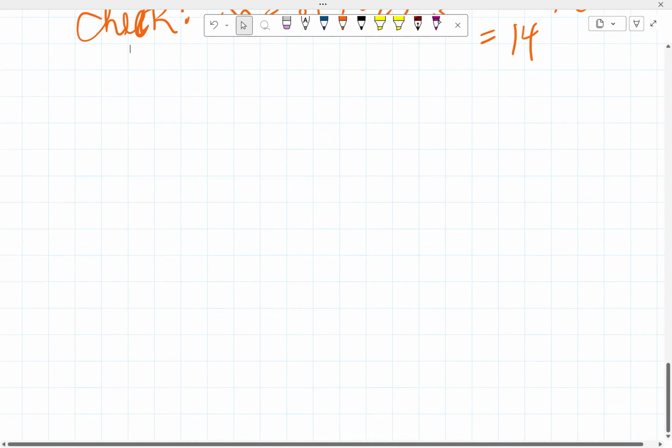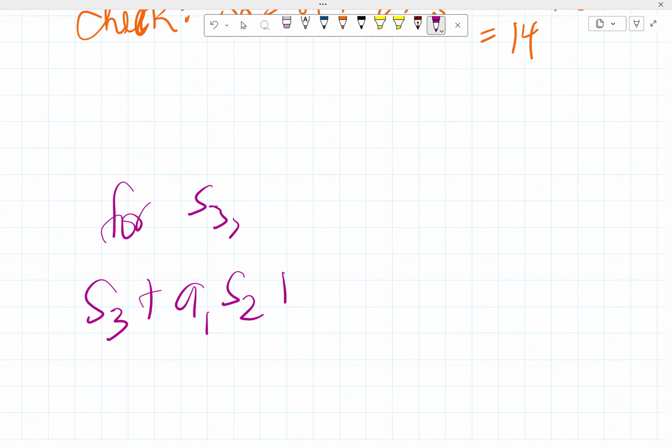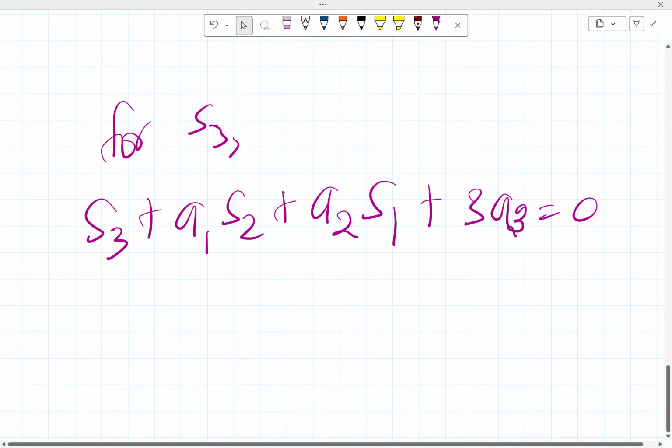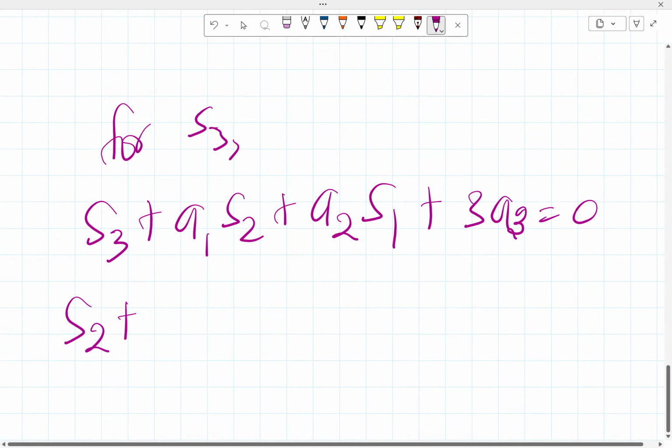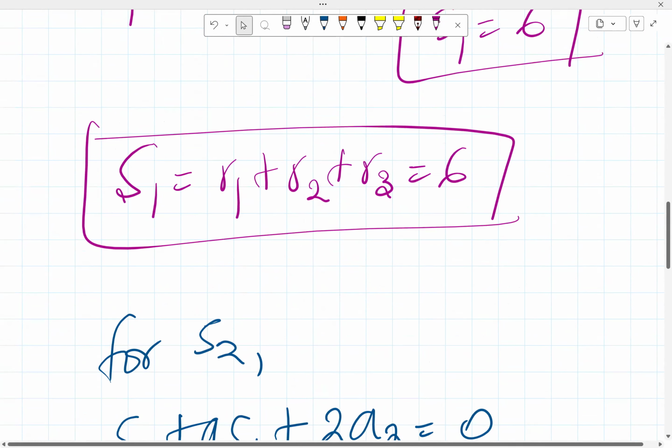For S3, we know S3 plus A1 S2 plus A2 S1 plus 3A3, and that is equal to 0. For S3 we need 4 terms, so we have the first 3 terms. So S3 is what we need, plus A1, and A1 is already minus 6.